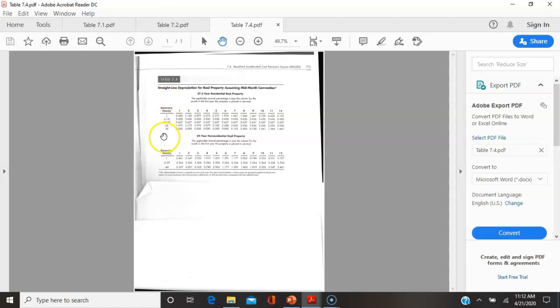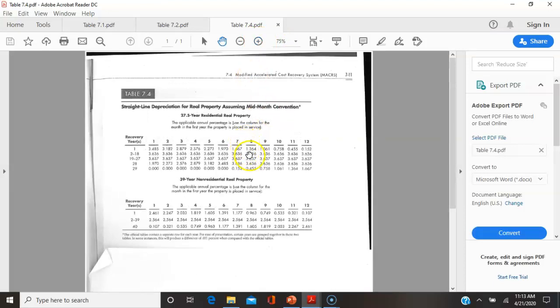Now, it's divided on this column, recovery year one. Then you have recovery year two through 18, and then 19 through 27, and 28 and 29. Okay, and then across the top, you have numbers 1 through 12, which represent the month. So she bought this in August, which is month 8. So we're going to use this column here. Now, this is her first recovery year, so we'll use this first number. Okay, so here we go, 1.364 for the first year for 2019. And for the second year, we use 3.636. And again, these are percentages, and we're going to multiply them times the actual cost.